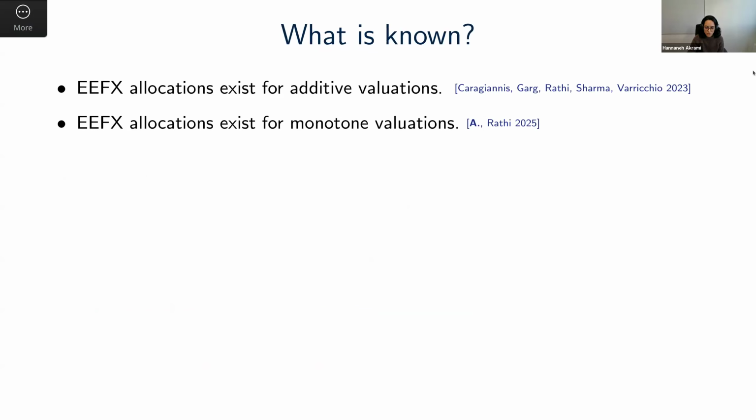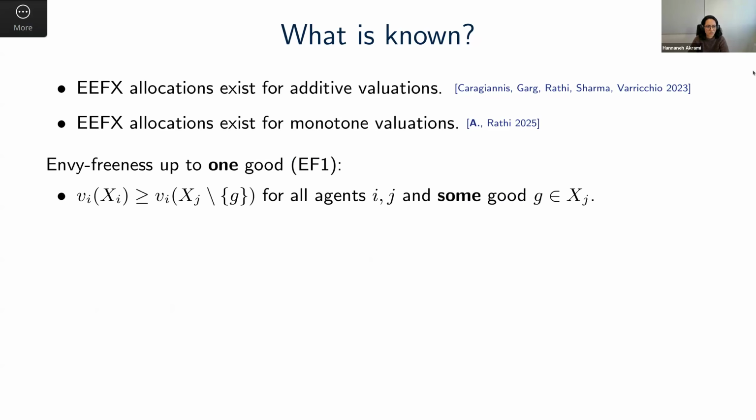Now, let's see what is known about this notion. It was shown that it exists for additive valuations in 2023, and then in 2025, it was shown that it exists for monotone valuations. So why did I even bother you with all these definitions if we know everything or almost everything about this fairness notion? Well, let me bore you with one more definition and then I will get to the point.